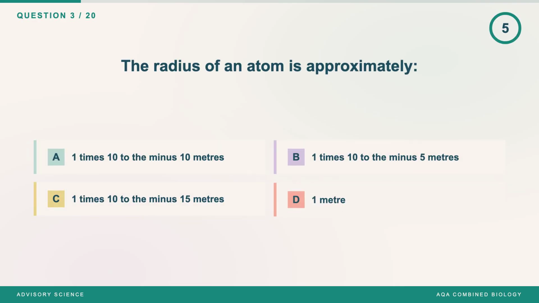Question 3. The radius of an atom is approximately. Option A, 1 times 10 to the minus 10 meters. Option B, 1 times 10 to the minus 5 meters. Option C, 1 times 10 to the minus 15 meters. Option D, 1 meter. What is your answer?